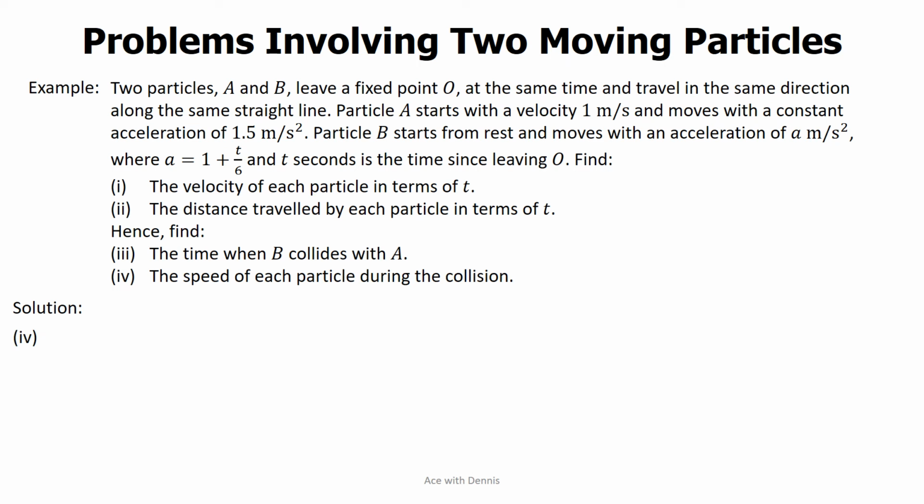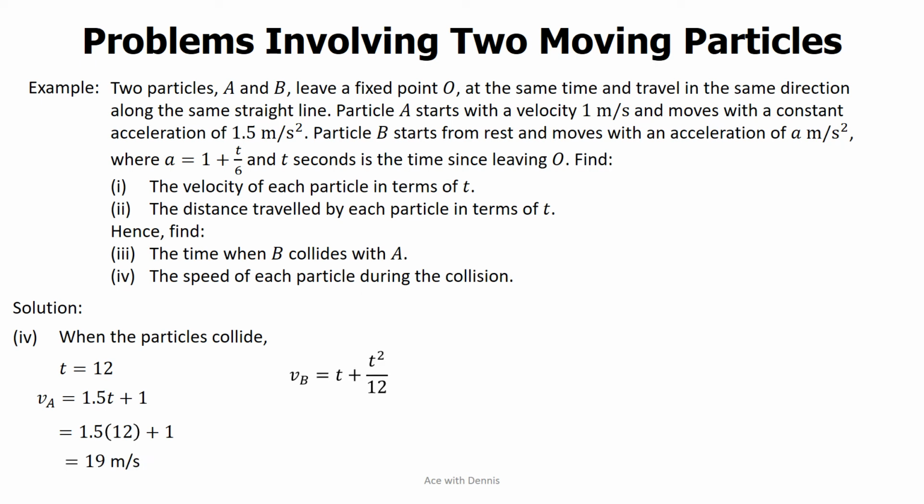Lastly, here is the solution for part 4. When the particles collide, we know that the time is 12. Now we can find the speed of each particle by substituting t equals 12 into the equation of their velocity. Hence, VA is 1.5t plus 1, which is 1.5 times 12 plus 1, and gives us 19 meters per second. For the velocity of B, VB equals t plus t squared over 12. So substitute t equals 12 inside. We get VB equals 12 plus 12 squared over 12, and we get 24 meters per second. These are the answers for part 4.